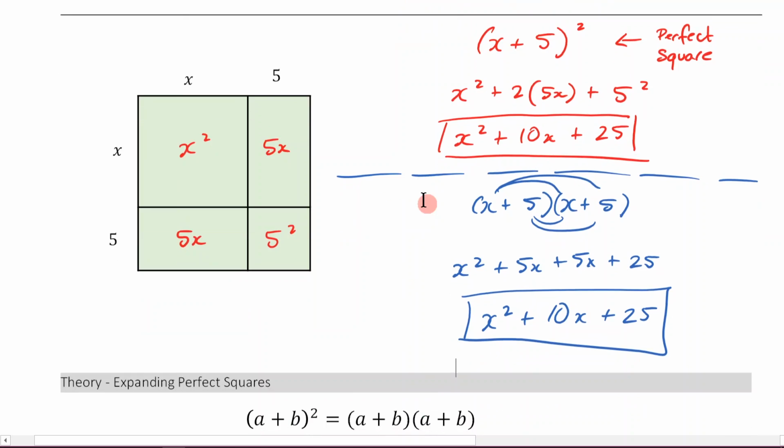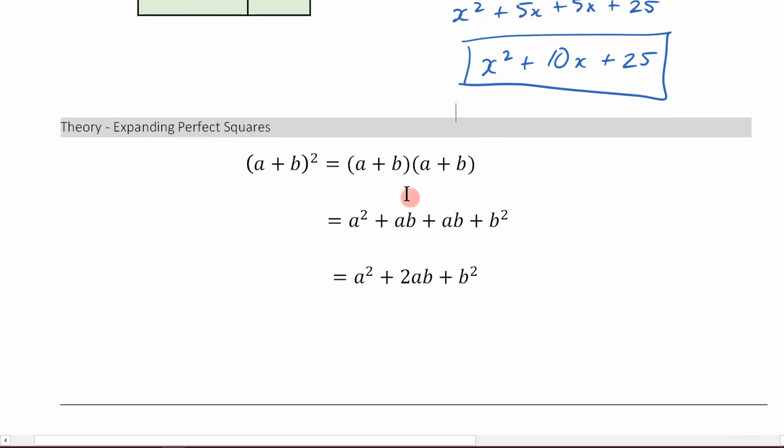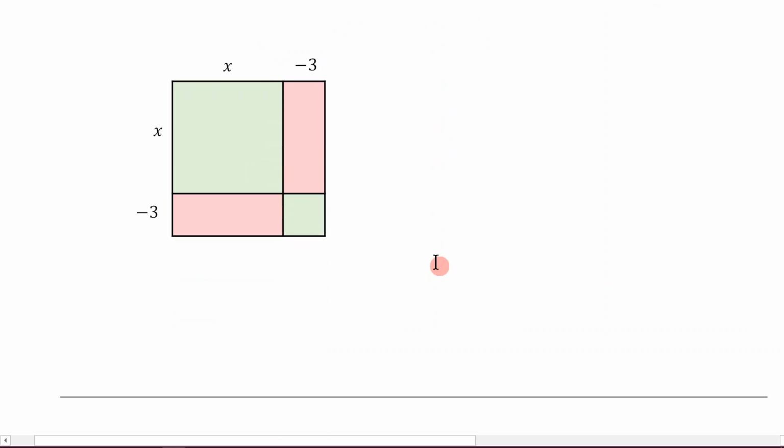Let's just finish this page by looking at some theory here. So as you can see, the theory behind expanding a perfect square is that if you're given something like this, so a plus b all squared, what you do is you square the first term. Then you go a times b, and then multiply that by 2, and then you square the last term. And just like that, you have your expanded version of a perfect square. Okay, let's now move on to our next page here.